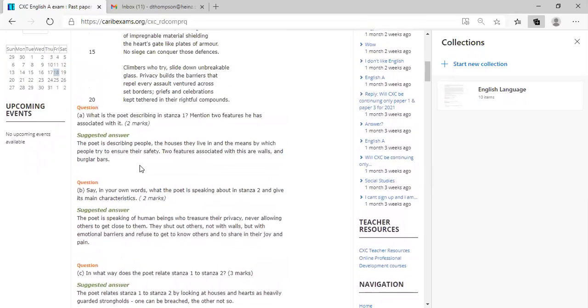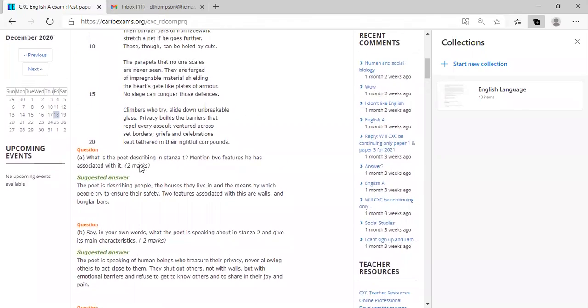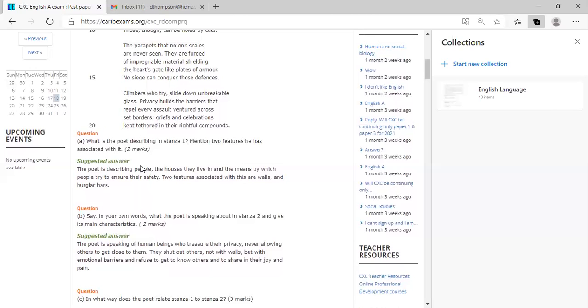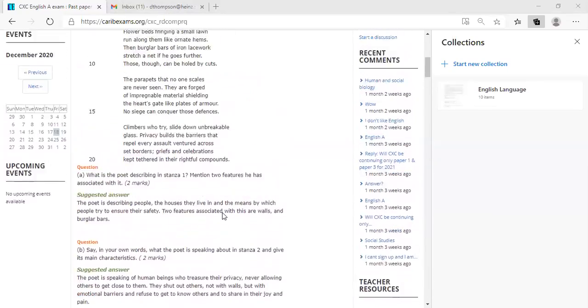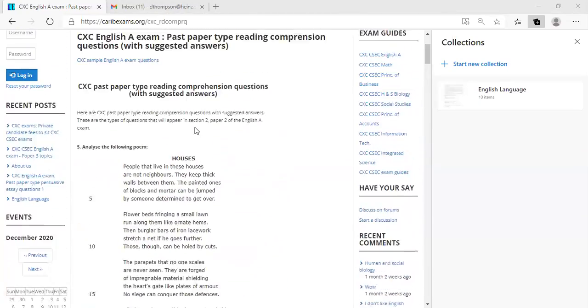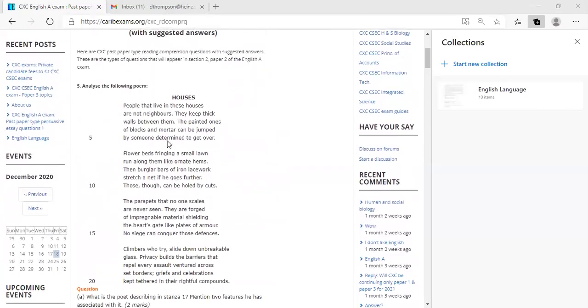Okay, the third question. In what way does the poet relate stanza 1 to stanza 2? Let's go back to stanza 1. These two stanzas, how do they relate to each other? Let me ask Priyanka. Sorry, could you repeat the question, please?